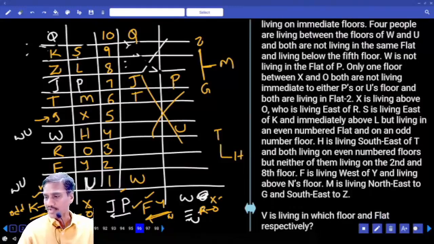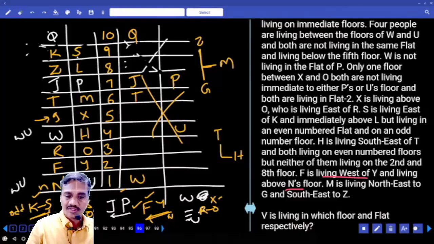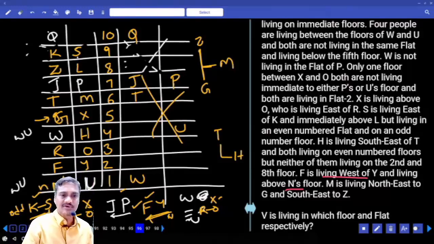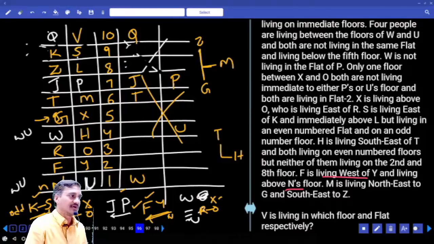Last one. Now F is living to the west of Y and living above N's floor. F is above N's floor, hence N is here. Isn't it? As N is here, then tell me who is the person left over? G. G must be at this place. Clear now? Only one more person. Who is that person? V. And V must be on the 2nd floor of the 10th floor. 2nd flat, 10th floor.